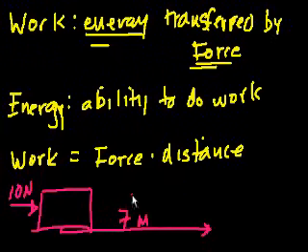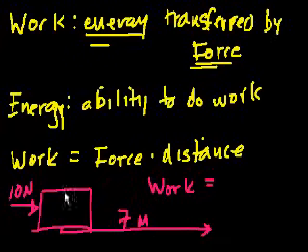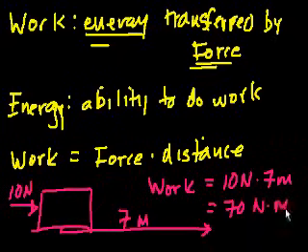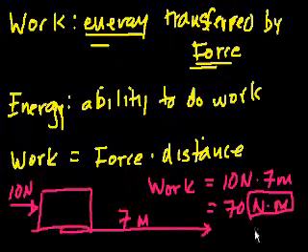7 meters. So the work that I applied to that block, or the energy that I transferred to that block, the work is equal to the force, which is 10 newtons, times the distance, times 7 meters. And that would equal 70, 10 times 7, newton meters. So newton meters is one way of describing work. And this is also defined as 1 joule. And I'll do another presentation on all of the things that Joule did. But joule is the unit of work, and it's also the unit of energy.